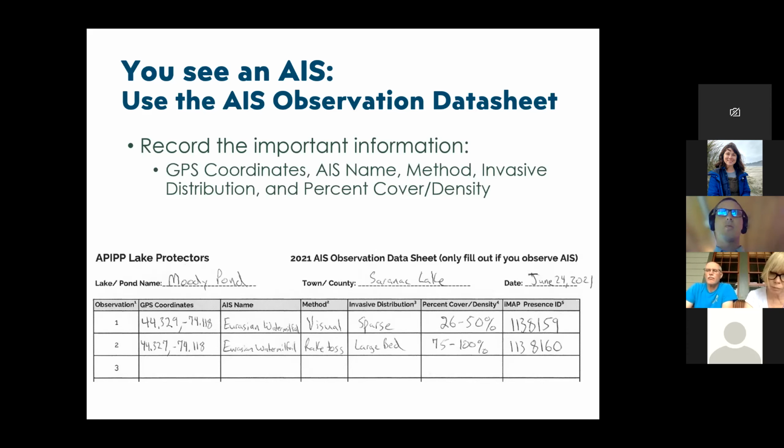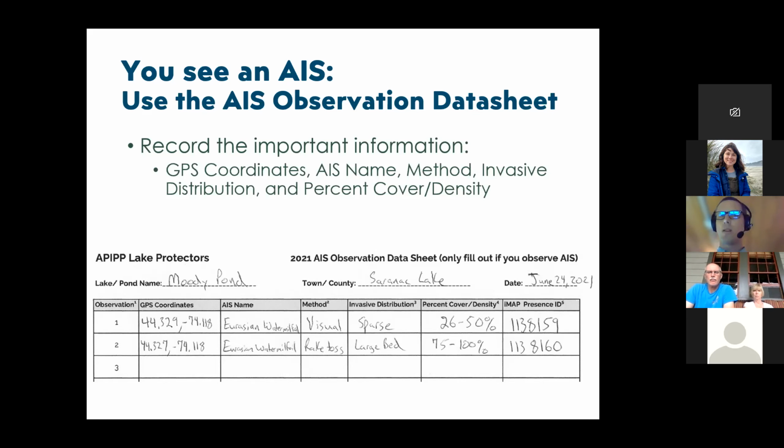So we'll look at observation 1. The first thing is we're trying to know where is it? So what's the GPS coordinates? Then the next one is the name. What is the species? And then what is the method? How did you see it? Is it a visual assessment, or did you do a rake toss for it? And then we go into the invasive species distribution. What does it look like in the area where you're at? How is it distributed across there? And the next one is the percent cover and density. So how much of it is there? And then the last column is this IMAP presence ID.